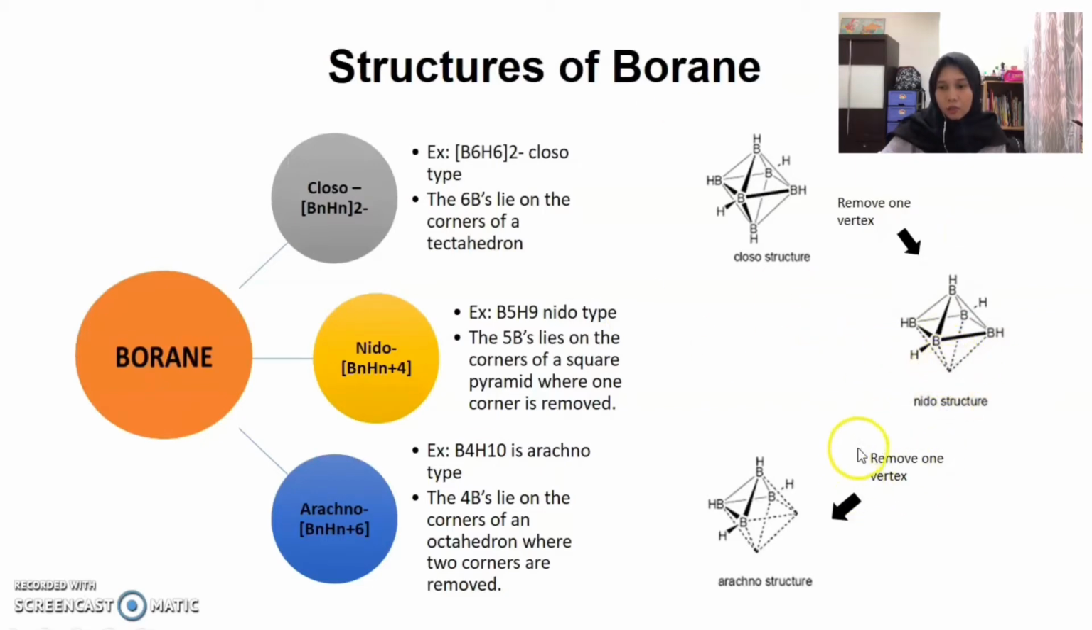And when we remove another vertex, there will be an arachno structure, for example B4H10. The 4 borons lie on the corners of an octahedron where two corners are removed.